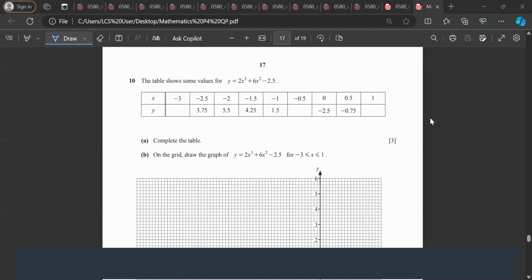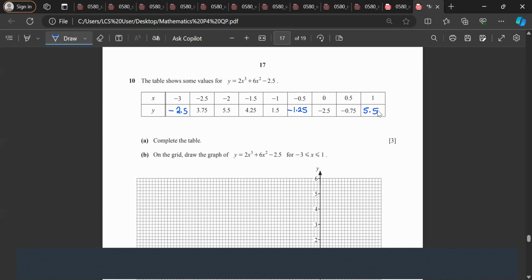It will be -2.5. Okay. Then substitute with -0.5. It will be -1.25. Then substitute with 1. It will be 5.5. Any problem? Okay, now what do I have to do?